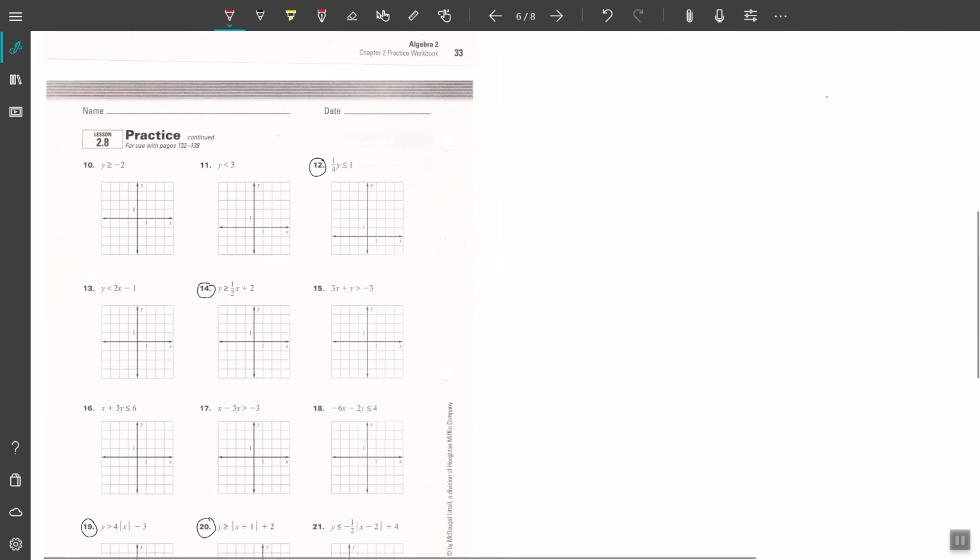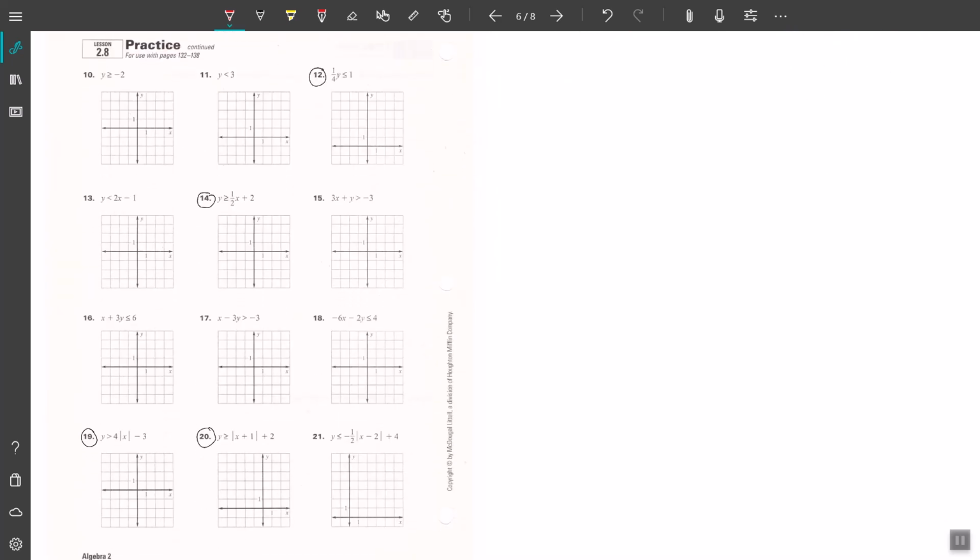On number 12, same thing. Now we have y though. So we were going to have to solve for y by multiplying both of those sides by 4. That'll get rid of that fraction for us, and we'll have y is less than or equal to 4.